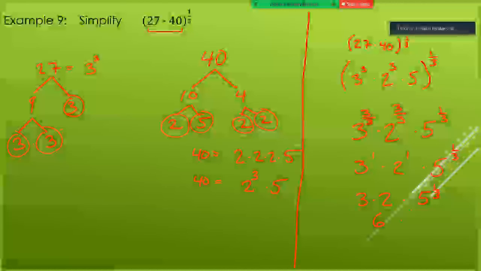So it's stuck. It can't combine with the 6. It can't multiply to the 6. It's going to stay as the third root of 5. So here's our answer. 6 times the third root of 5. Or, I like the radical box better myself, or you might see it as 6 times 5 to the 1/3. These are both legitimate.